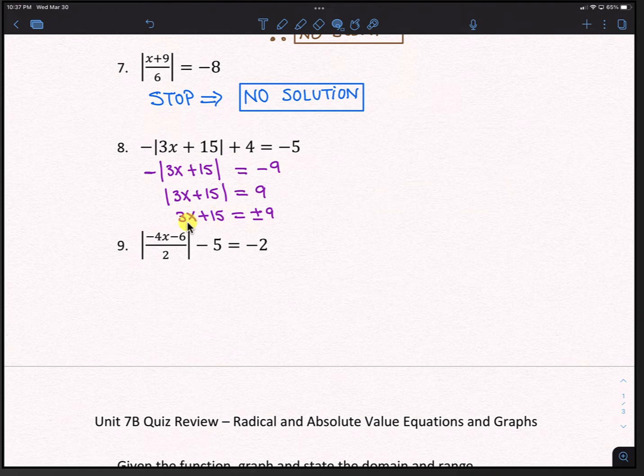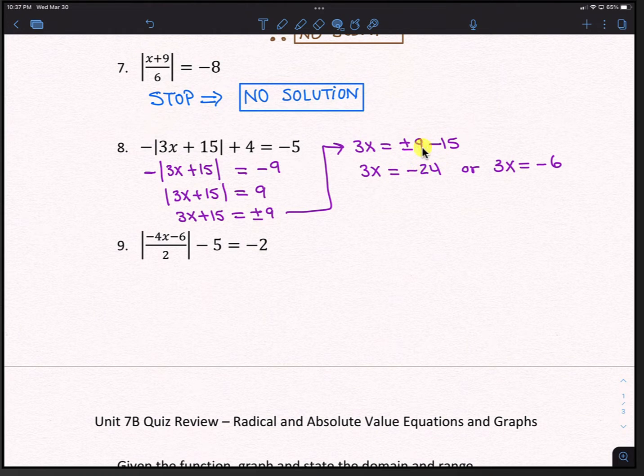Now what we'll do is we'll get rid of the absolute value and then make the 9 positive and negative. So we drop the absolute value on the left, so we have 3x plus 15 is equal to plus or minus 9. Now let's subtract 15 on both sides, and that will be 3x is equal to plus or minus 9 minus 15. Now we'll take this case by case. First we'll assume that 9 is negative. Negative 9 minus 15 is going to give us -24. And then positive 9 minus 15 is going to give us -6. So we have 2 separate equations that we're solving.